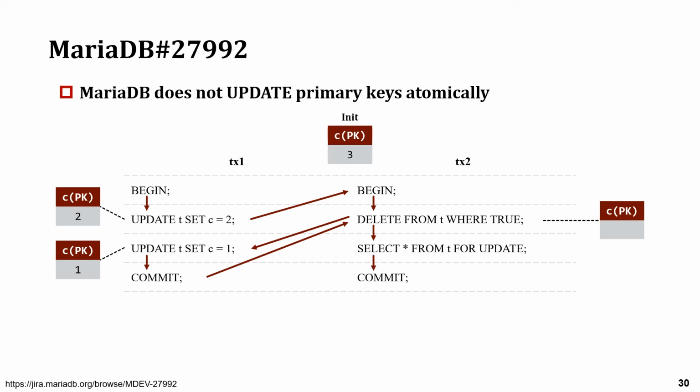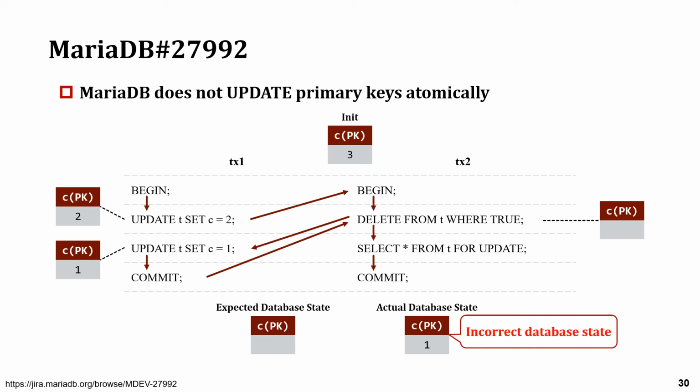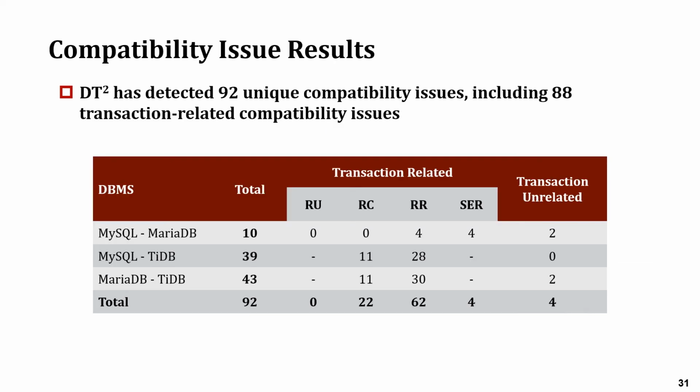After transaction 2 is committed, the database states of MariaDB and TiDB are different. As expected, TiDB returns the empty table due to the delete operation in transaction 2. However, MariaDB returns value 1, so TT-square detects this inconsistent database state. The root cause of this bug is that MariaDB does not update primary keys atomically. This bug will be fixed in the upcoming release version.